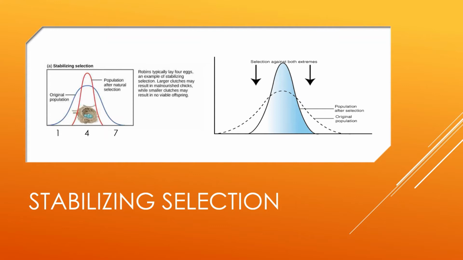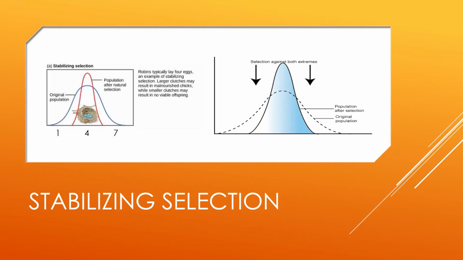Next one is stabilizing selection. This is where you have the intermediate increase in population the most, while the outside ends of the spectrum decrease even more. An example of this is that robins typically lay 4 eggs. Larger clutches may result in malnourished chicks, while smaller clutches may result in no viable offspring. So basically 4 is just the right amount to be able to properly feed and nourish them. If you had too many, they might not be able to be nourished.